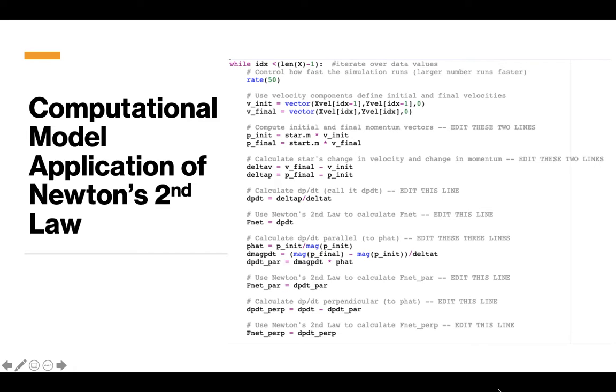Here I will explain how I apply Newton's second law to my model. First, I pull the velocity data from the x-val and y-val. Then I define the initial momentum and final momentum. After that, I found the changing velocity and changing momentum respectively. I then defined dp over dt and set F net equal to it according to Newton's second law. And finally, I used some simple vector calculations to find the parallel and perpendicular components of F net.